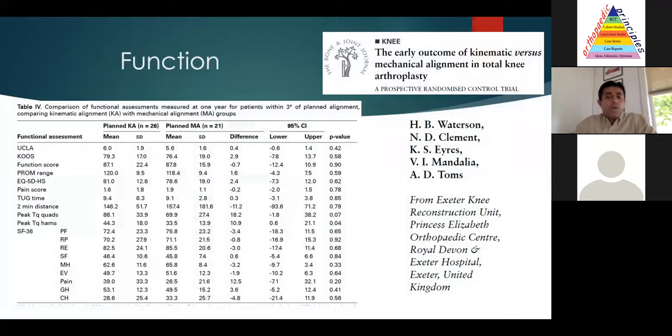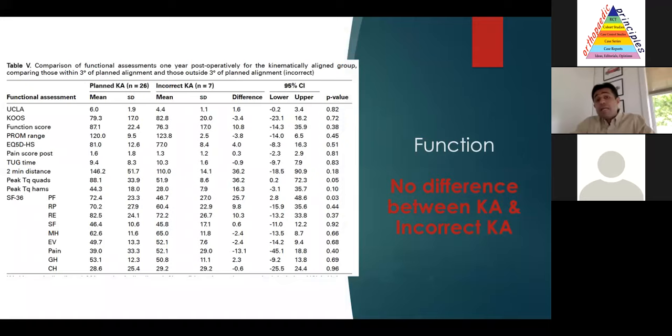Now, what about the Exeter group from England? What do they show? So when you have a planned kinematic or a planned mechanically aligned knee, there seems to be no difference whatsoever in function at 2 years follow-up. And they've looked at various different functional scores. Again, if you look at a kinematically aligned knee and an incorrectly kinematically aligned knee, so a varus or a valgus outlier, again, there seems to be absolutely no difference in the function.